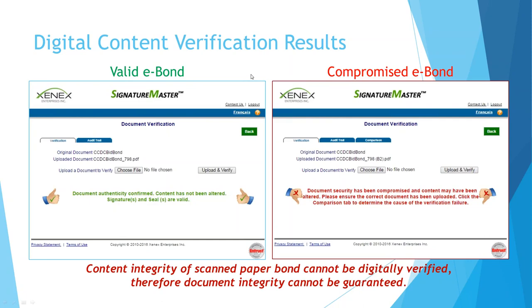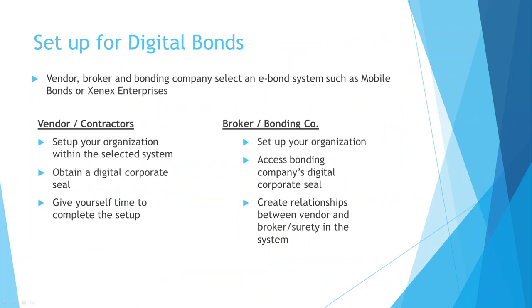So going to switch gears a little bit on the topic, because I know that many people are interested in what is involved in setting up with a particular e-bond system, such as mobile bonds or Zenix enterprises. Generally speaking, this slide just covers the general parts for both systems. It starts with, depending on the contractor, the bidder, and the bonding company, having a discussion as to which system they want to use together. And usually it's one that best suits their needs.